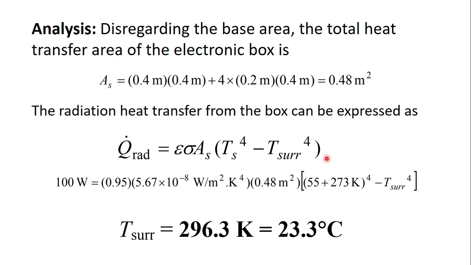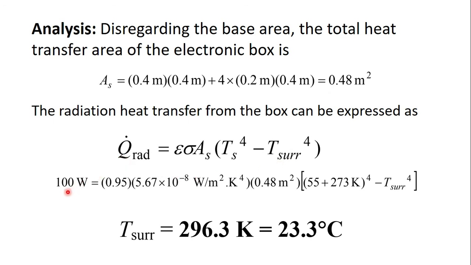This is the formula which can be used for the radiation heat transfer from the box to the surroundings, and you have also studied this formula in the lectures. The rate of radiation heat transfer is equal to the emissivity multiplied by the Stefan-Boltzmann constant, which has specific units, multiplied by the surface area A_s, and T_s to the power 4, which is the surface temperature, given here as 55 degrees centigrade, minus T_surrounding to the power 4, which is the surrounding temperature. In this problem you have to determine the surrounding temperature. All the parameters are given in the question statement, and the area you have just determined.